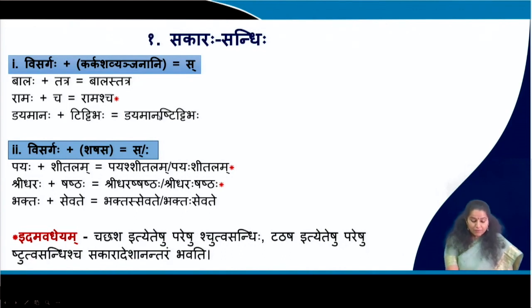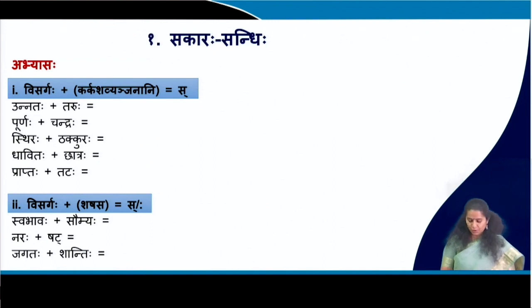Astu. Moving on, we've got the visarga plus the sha sha sa. What happens in that case? Payaha plus shitalam becomes payash shitalam. So there's a doubling of that same letter, or it stays the same as payaha shitalam. Next, Shridharaha plus shashthaha kim bhavati? Shridharash shashthaha or Shridharaha shashthaha. Next, Bhaktaha plus sevate, Bhaktas sevate uta Bhaktaha sevate. Parivartanam tatra na bhavati. Abhyasam kurmaha militva.